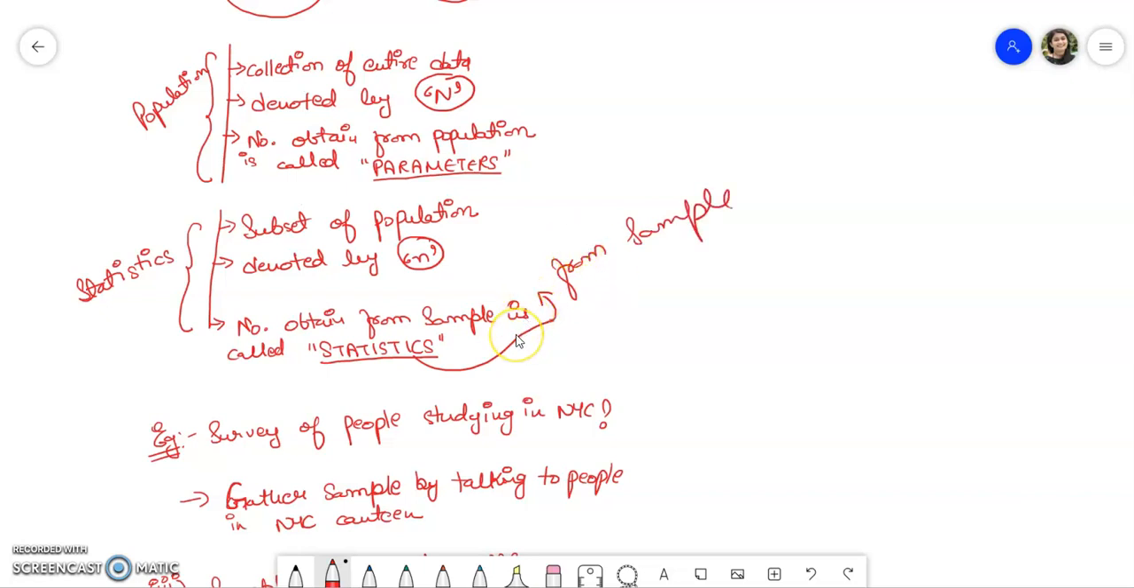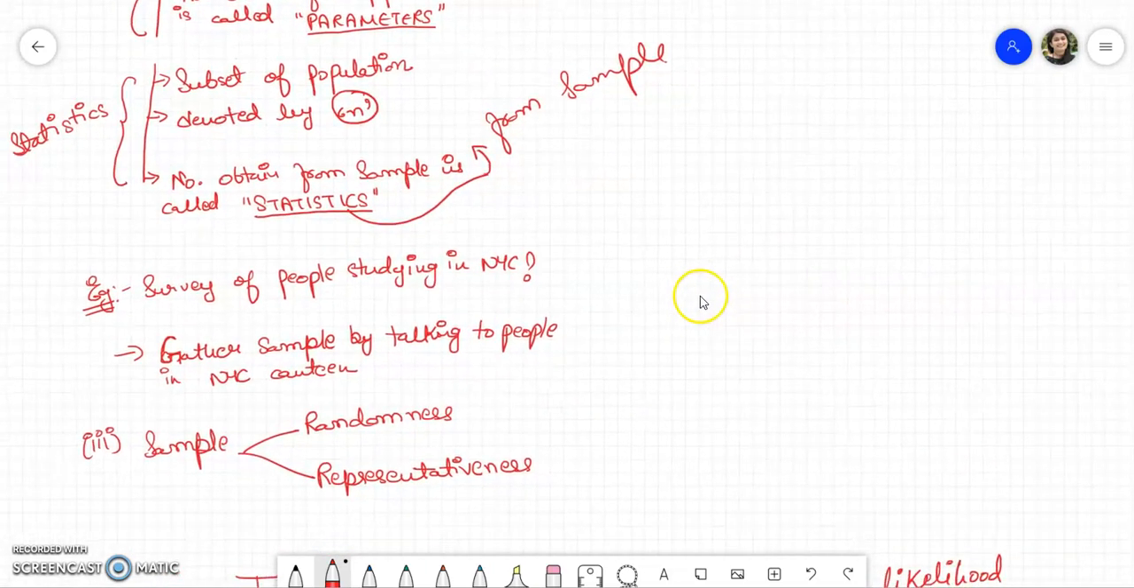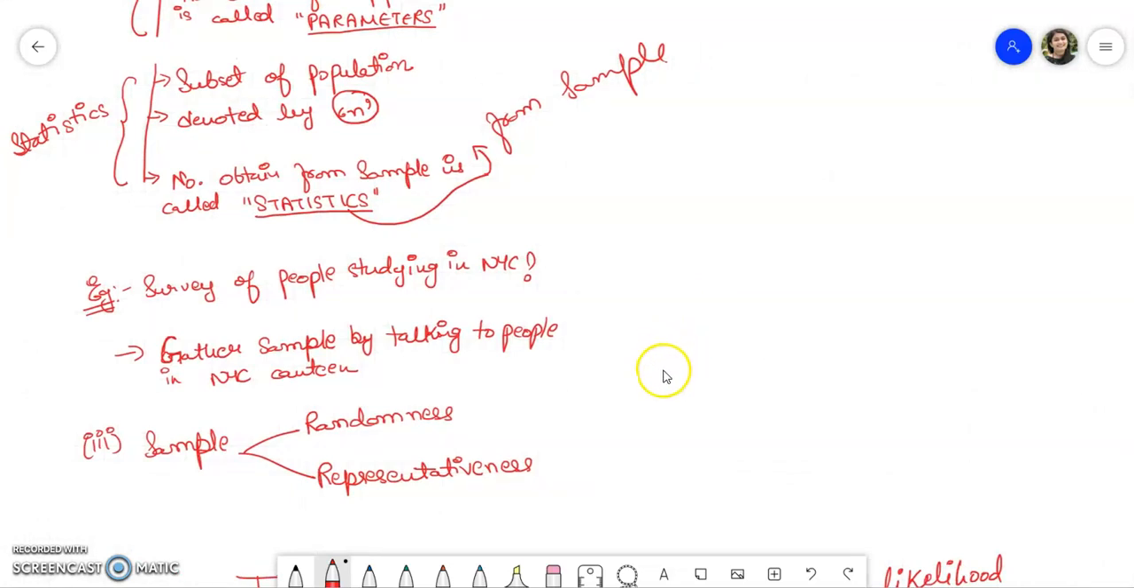I'll explain this with an example. When I explain the example, you will get a more clear understanding. If we want to perform a survey of job scope for students studying in NYC University, what do we do? We collect the data from the population, right?